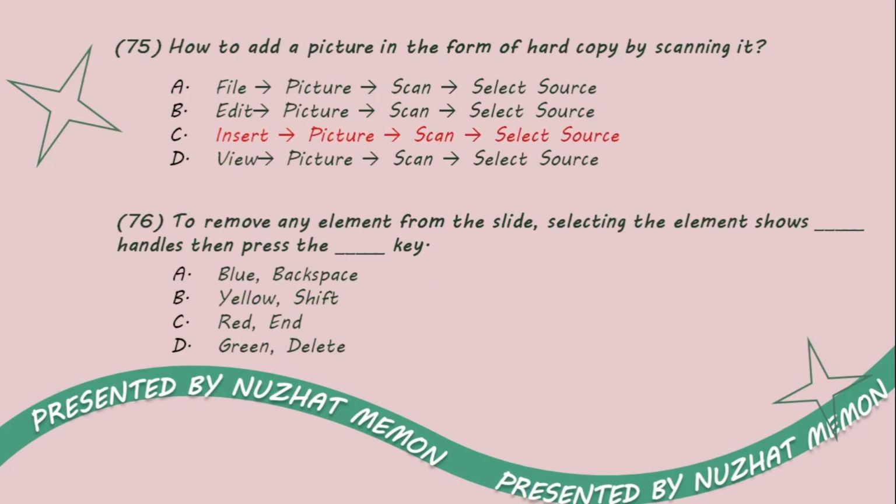Next, 76. To remove any element from the slide, selecting the element shows handles, then press the dash key. So you have to press the backspace or delete key.